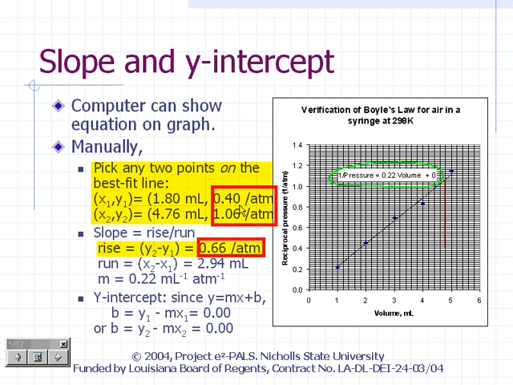Then we take the difference in the x values of the 2 points. This is called the run. In this case, 4.76 milliliters minus 1.80 milliliters equals 2.94 milliliters. The slope is just the ratio of the rise to the run. That is, the 0.66 reciprocal atmospheres divided by the 2.94 milliliters, or 0.22 reciprocal milliliters reciprocal atmospheres.